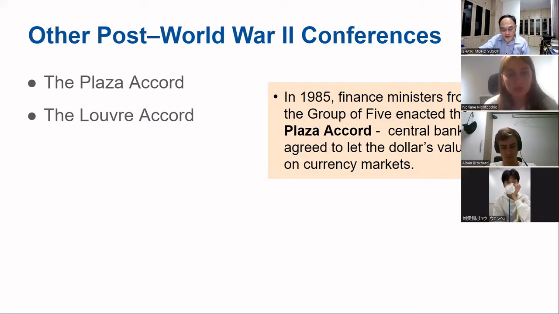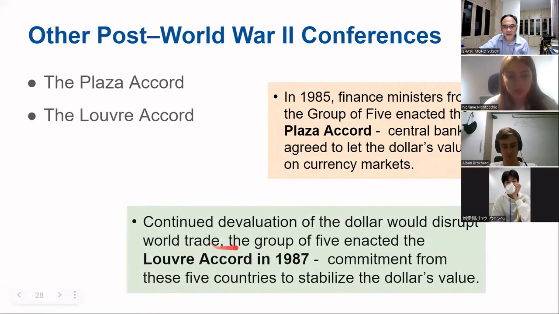Fearing that this continued devaluation of the dollar would disrupt world trade, finance ministers from the five countries met again, at the Louvre Accord. First they let it go down, now they say, okay, let's stabilize the dollar value. It's a bit funny, right? But of course, these are dynamic. The five countries committed to stabilize the dollar value.